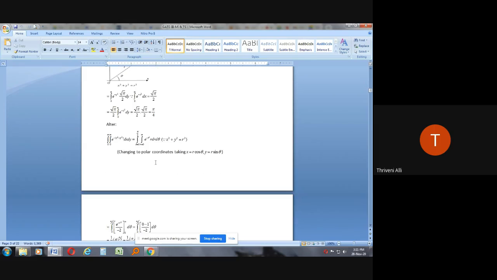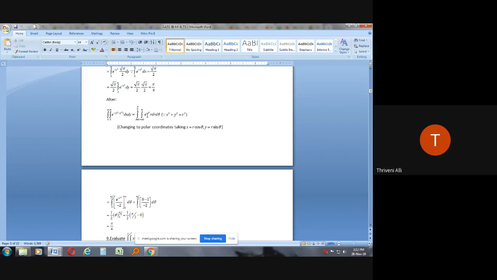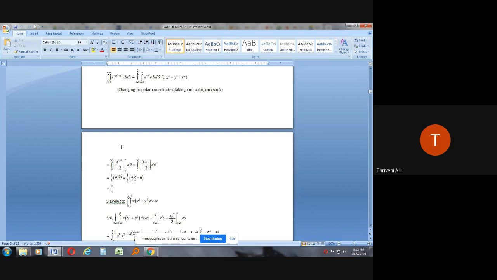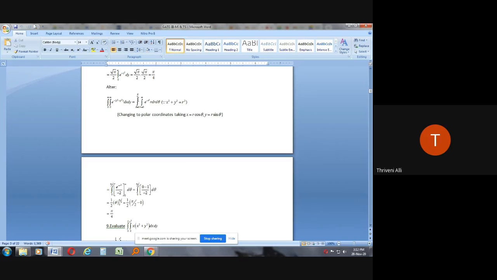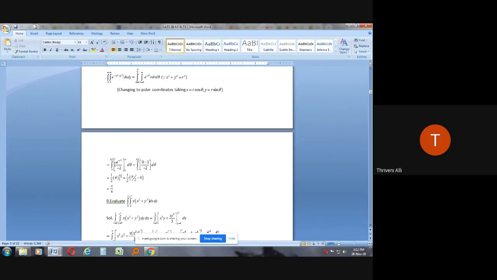An alternate method is, so here our multiple integral, double integration, the integral function is in the form of Cartesian coordinates x and y. So here we are changing into polar coordinates, that is r and theta, that is integral 0 to pi by 2. So why? Because the polar coordinates are r and theta. So here theta varies from 0 to pi by 2. See this diagram. Okay. And r is varying from radius 0 to infinity.